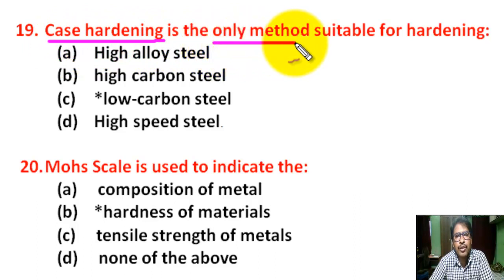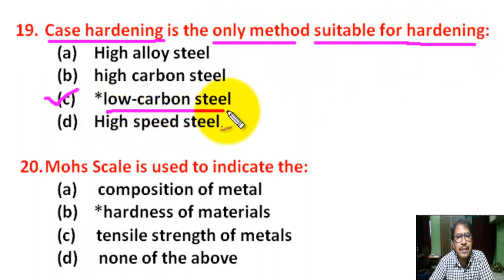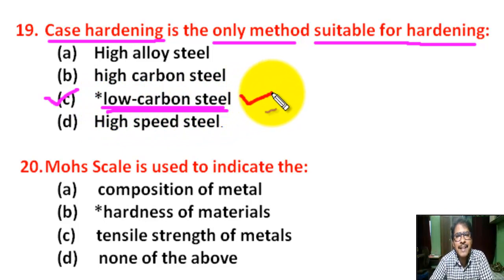Question number 19. Case hardening is the only method suitable for hardening. There are 4 options. Correct answer is C. Case hardening is the only method suitable for hardening low carbon steel. For hardening low carbon steel, case hardening is suitable.